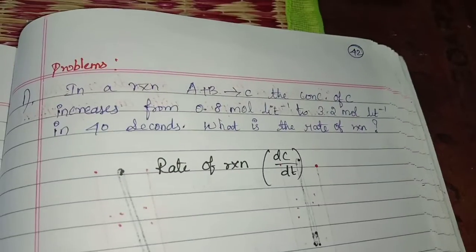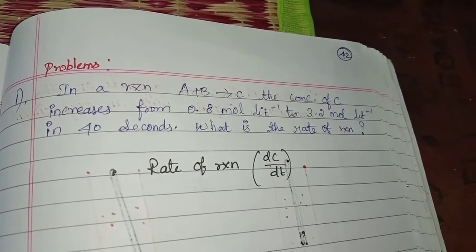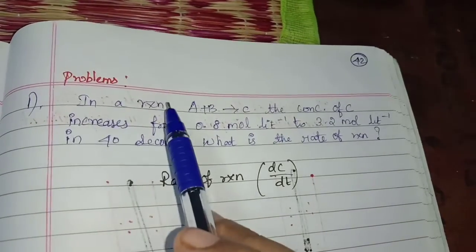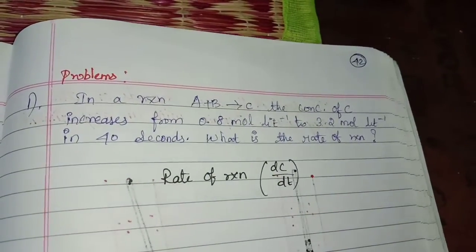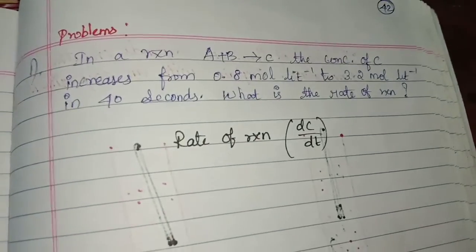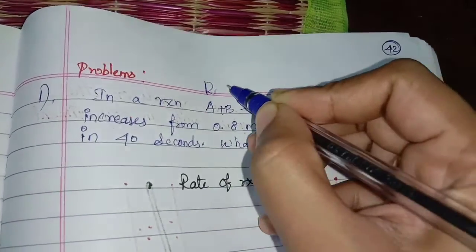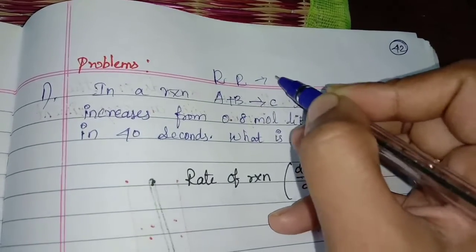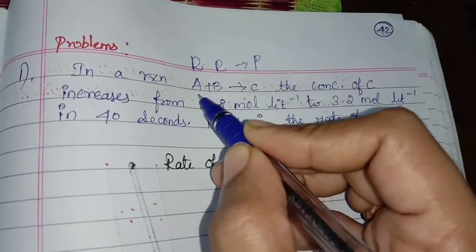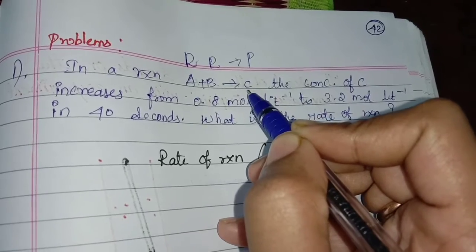Okay. Problems. We have to solve this problem according to the rate formula. In a reaction A plus B which gives C, here we are taking two reactants. The first reactant is A and the second reactant is B, and it will give C as the product. These two reactants react with each other and give product C.